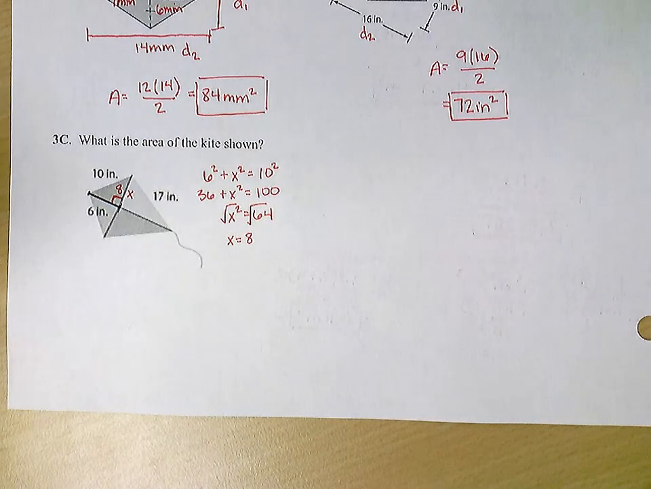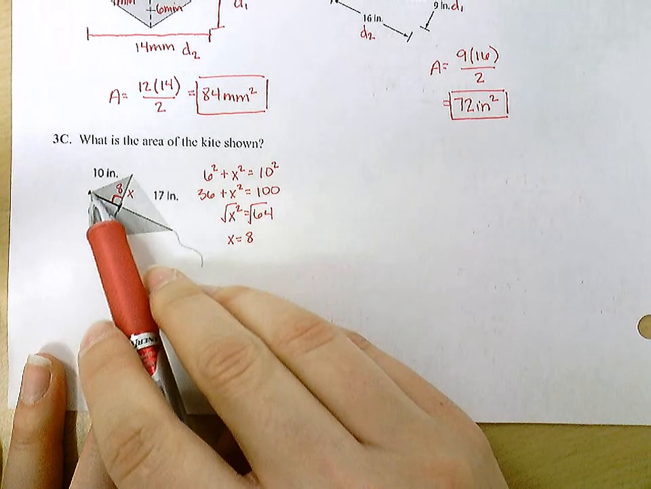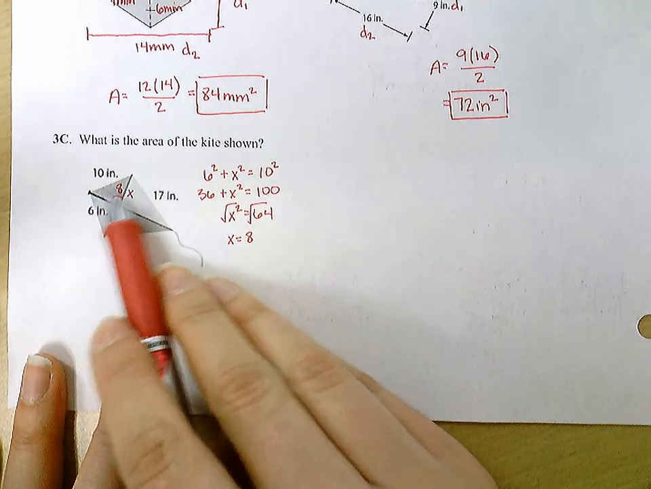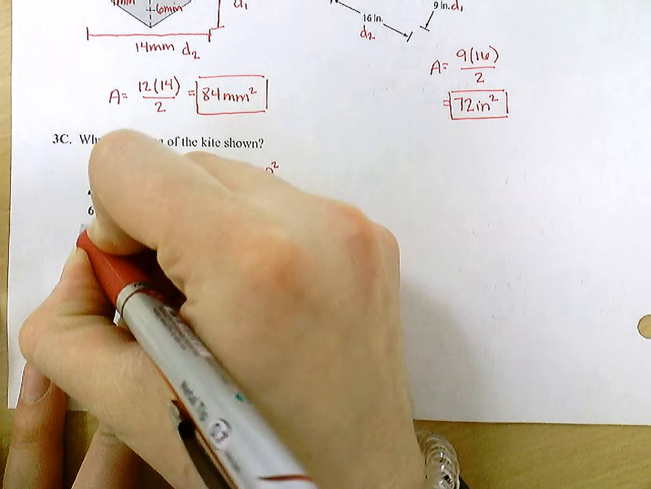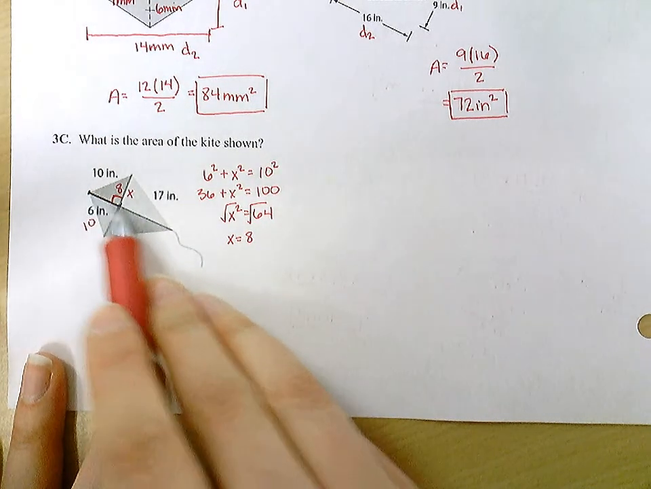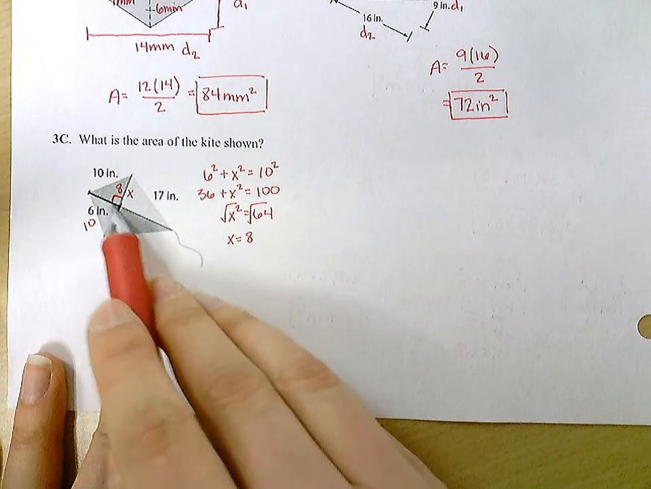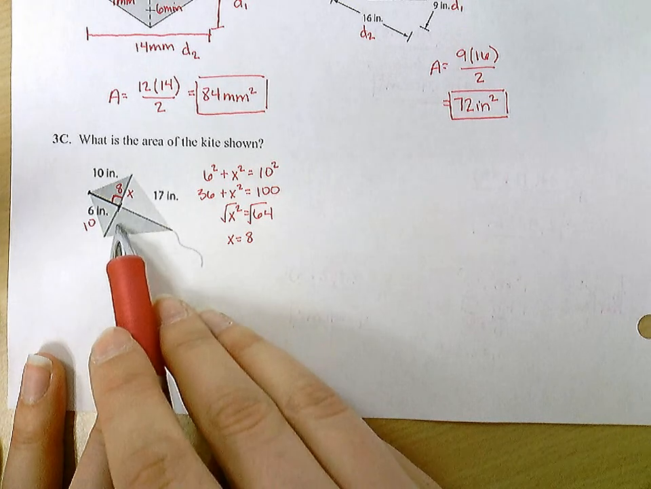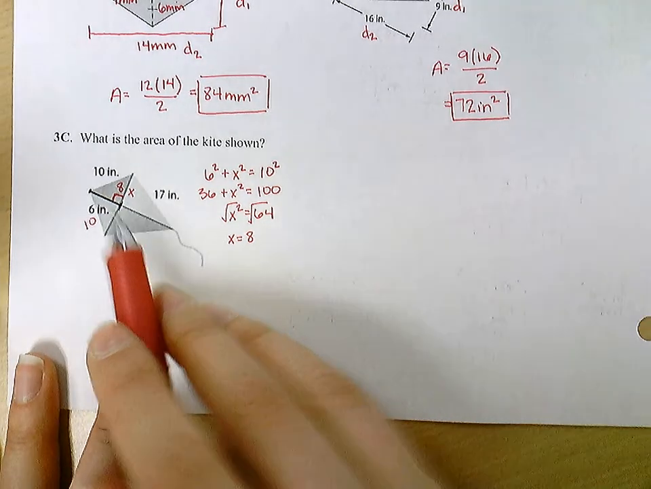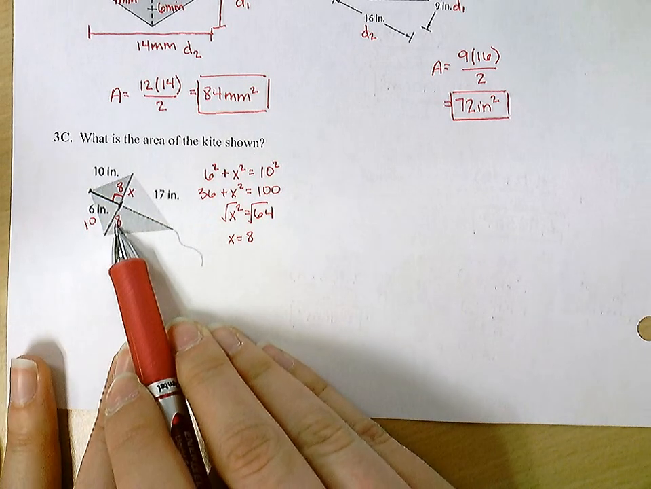Now again, since this is a kite, you have 2 pieces of your diagonals that are congruent. I'll show you why. Since you have consecutive congruent sides, and this one is 10 inches, this one over here is also 10 inches, and this piece is still 6 inches. So if you were to do the Pythagorean theorem again, using this right triangle formed, you'd get 8 again. So this piece right here is also 8 inches.